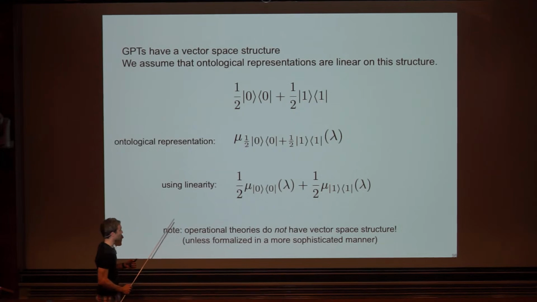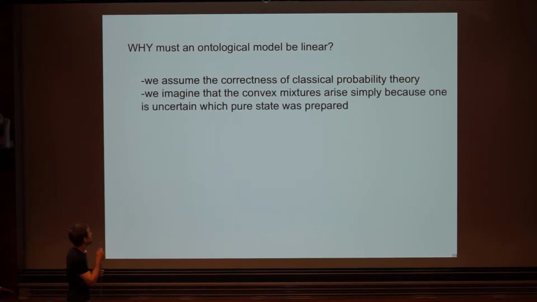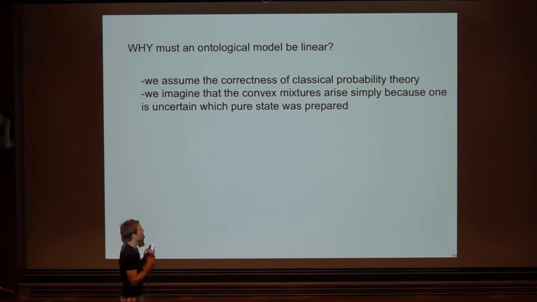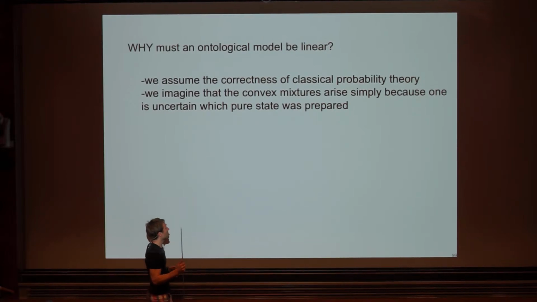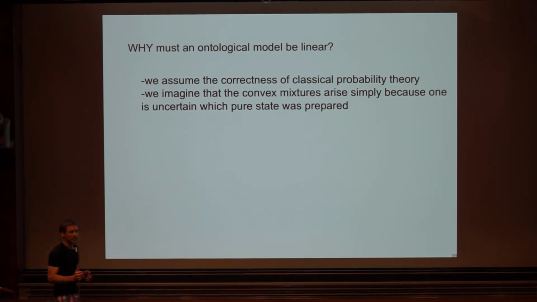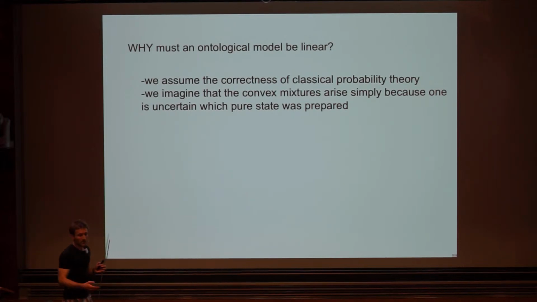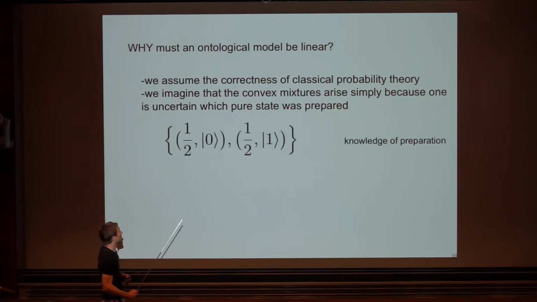Why do we assume this notion of linearity? Well, basically, it just follows from the correctness of classical probability theory. So we're imagining, by assumption, a scenario in which the convex mixture of these states of interest is arising because someone has classical uncertainty about which pure state was prepared. There may be other ways to get uncertainty about what preparation was done, like preparing an entangled state and forgetting about half of it. But that's just not the question we're asking right now. We're imagining a case where you have classical uncertainty about what was done in the laboratory.